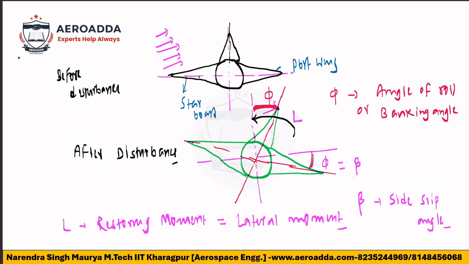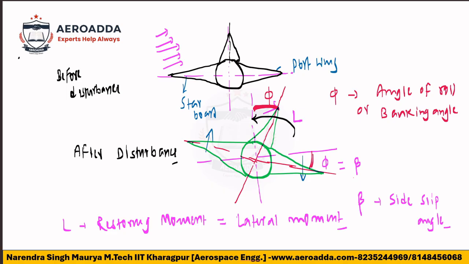So positive roll means what? The starboard goes up and the port goes down. This type of roll is called a positive roll. But to make it stable again, to get back its original orientation, the initial attitude of the aircraft, the rolling moment should be just opposite. That will be the restoring moment. Then only it will come back to its original attitude, correct? I hope you understood now.